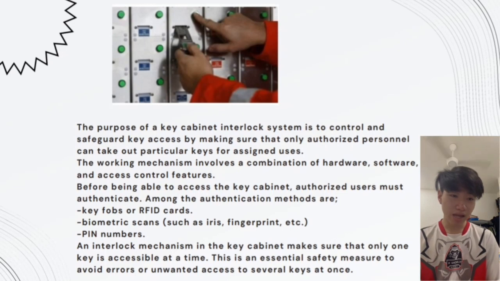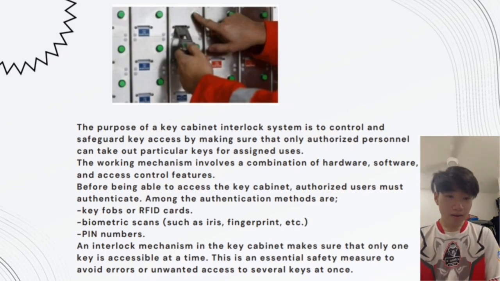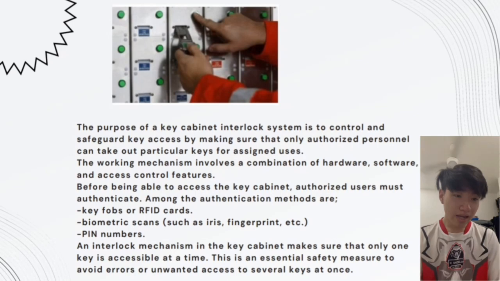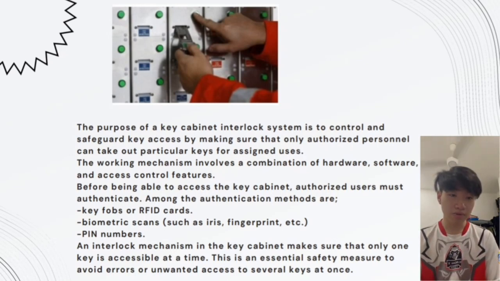Among the authentication methods are, first, key fob or RFID card. The second one is biometric scan such as iris, fingerprint and others. The third one is PIN number. An interlock mechanism in the key cabinet makes sure that only one key is accessible at a time. This is an essential safety measure to avoid errors or unwanted access.